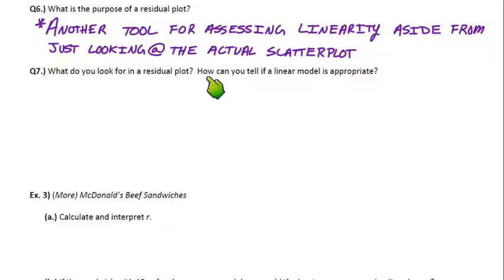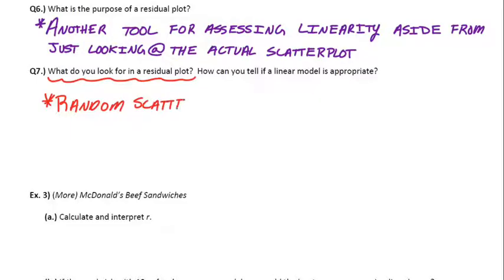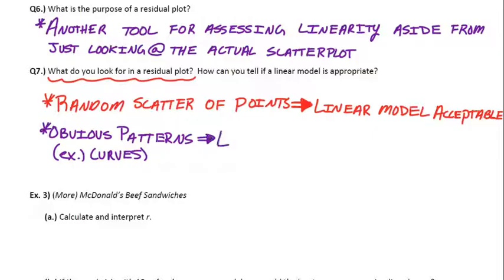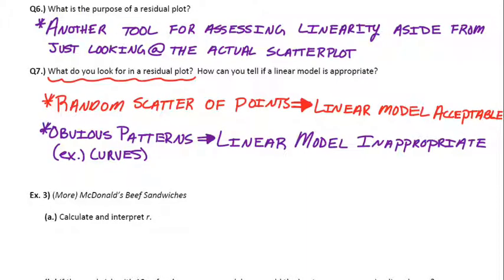What do you look for in a residual plot? How can you tell if it's appropriate for a linear model? Well, basically, if there's a nice random scatter of points, that's good. Like random scatter above and below the line, that means a linear model is acceptable for that data set. If you see obvious patterns like the ones I just showed you where there's a curve, for example, well, then a linear model is really not appropriate. So those are your two checks right now for residual plots.